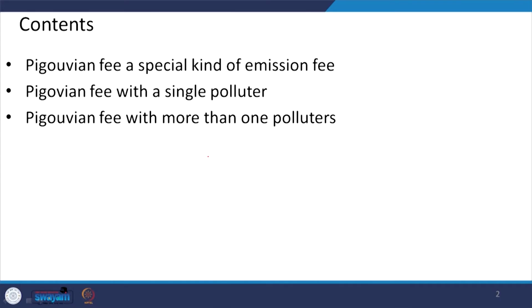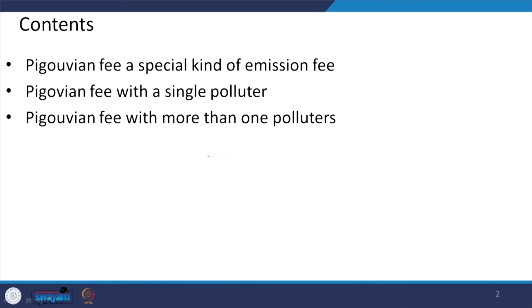Hello everyone, we are continuing with the environmental regulations and regulatory instruments. In the last lecture we discussed the market based instrument, that is the pollution tax or pollution fee. So, today we will be continuing the same one and we will be discussing what is the Pigovian fee.